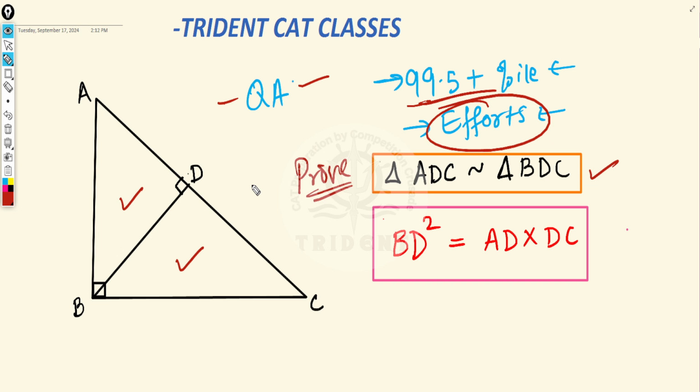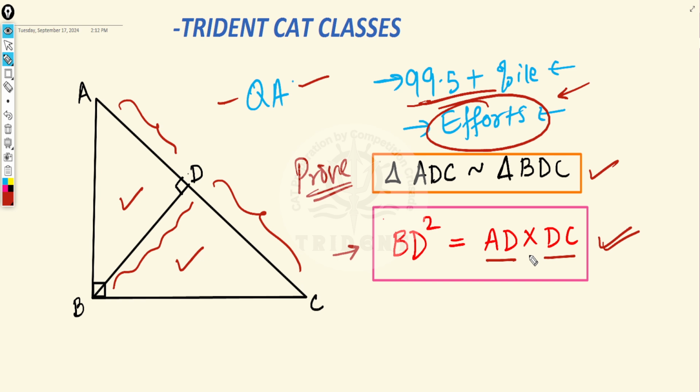Now let me tell you why the proving and all that is required. This is where the extra efforts and everything is required. So there is a very interesting property of the altitude to the hypotenuse of a right angle triangle, which says that the square of the length of the altitude BD is going to be the product of the segments AD into DC. So this segment and this segment. Now I am pretty sure that if you are able to somehow prove that ADC and BDC are similar, you can get to this value very quickly.